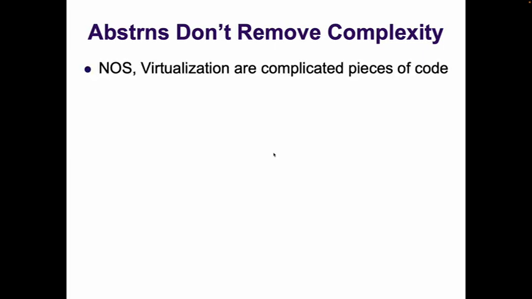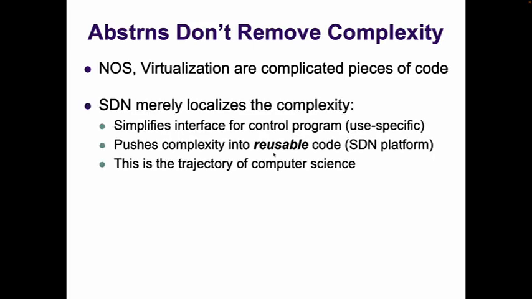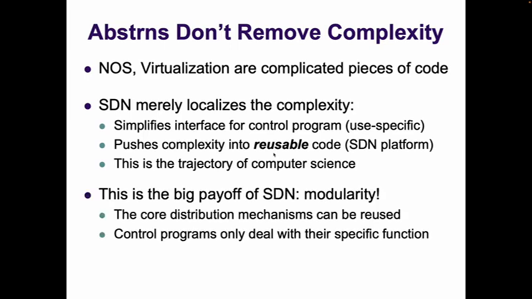But the important thing to note here is that abstractions don't replace complexity. The network operating system, the virtualization layer, they're all complicated pieces of code. So it's not like we went, presto magic, things got simpler and the complexity didn't go anywhere. It just localizes the complexity. The control program becomes much simpler, but all the complexity is pushed into the reusable code, the SDN platform. And that's been the trajectory of everything in computer science. You push stuff into compilers, you push stuff into lower layers that you keep reusing, and so you're up there writing JavaScript not knowing anything about anything, and things work.